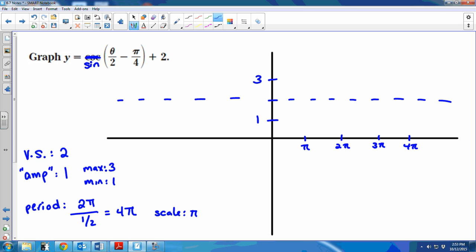And then we need to figure out the phase shift, which is c over k, so that's pi over 4 divided by a half. You multiply by the reciprocal, so pi over 4 times 2 over 1 is 2 pi over 4, or pi over 2. Now, pi over 2 isn't part of our scale. It's a half of an increment. So we're going to be graphing every half of an increment.